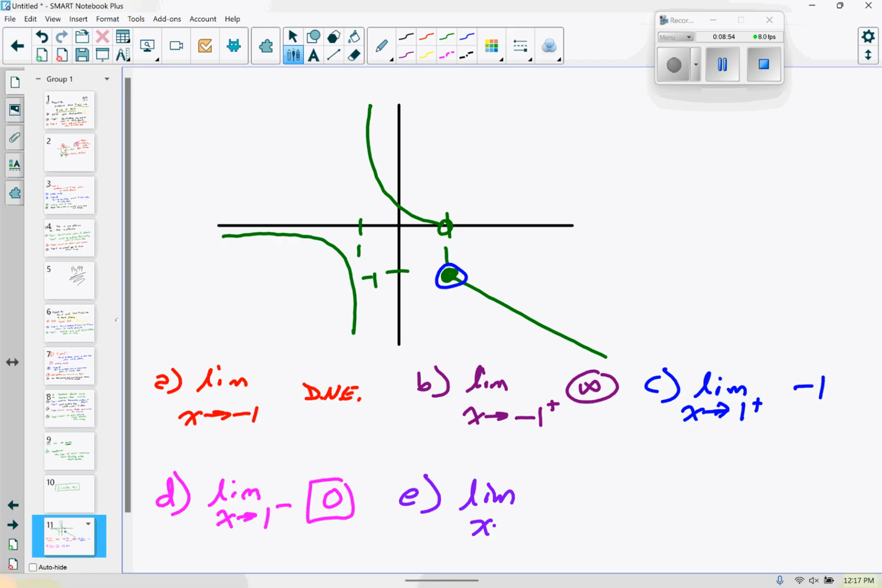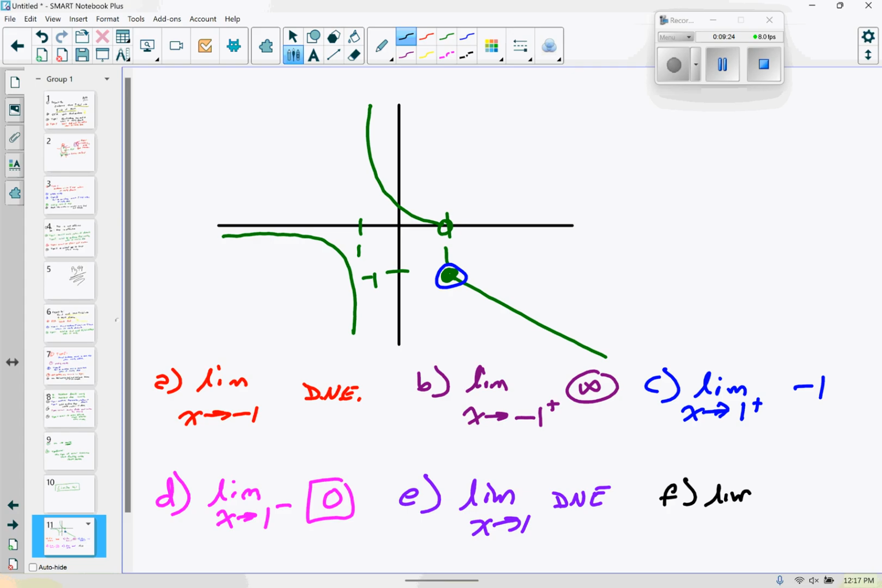So the limit as x approaches 1, this means I'm coming from both the left and the right. Well, if I come from the positive or I come from the negative, I get to 2 different places. Agree? So what can you tell me about that limit? DNE is correct. And then let's see, letter A, B, C, D, E, F.